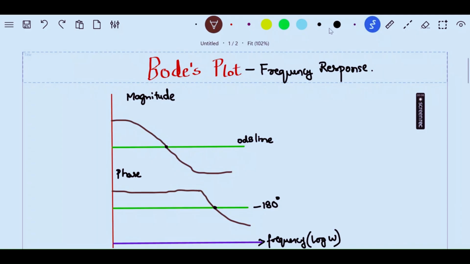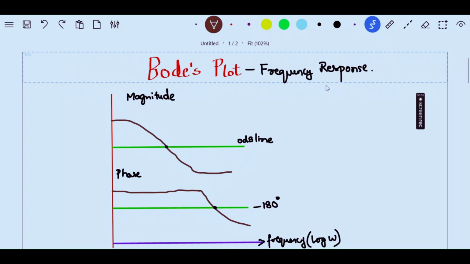Let us learn how to construct or draw the Bode plot, which is related to frequency response. The reason why we plot the Bode plot is to comment on the stability of the control system. Whenever we consider any control system, there are various techniques which are used to predict the stability.